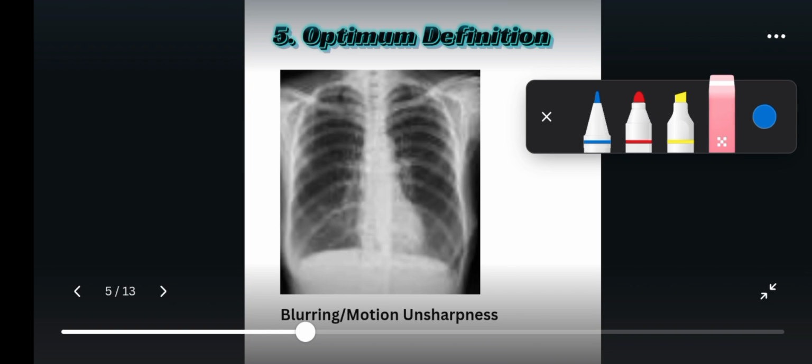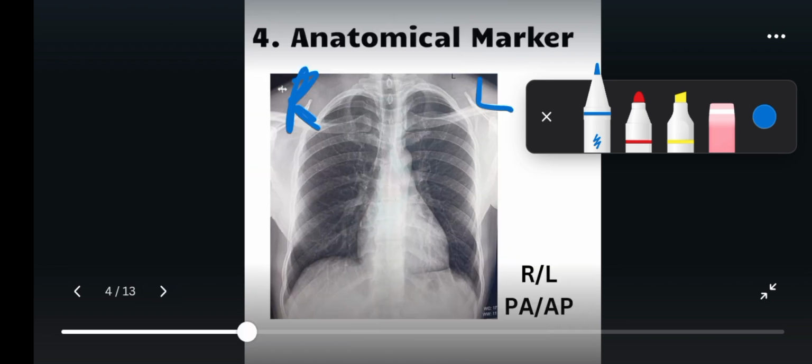Then we'll look at the fifth factor, that is optimum definition. This has to do with details in the chest X-ray. We should be able to differentiate structures from each other. Like in this X-ray, it is blurred. Sharp definition helps us to know the part of the side of the chest that, if we find any pathology, the side it is located.